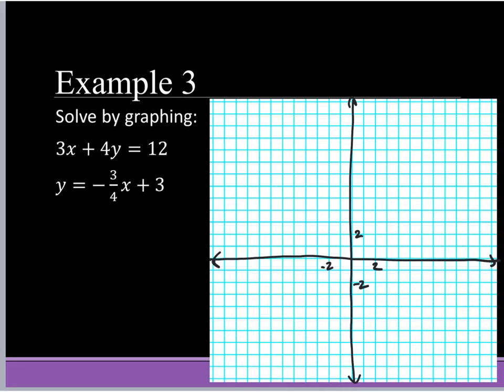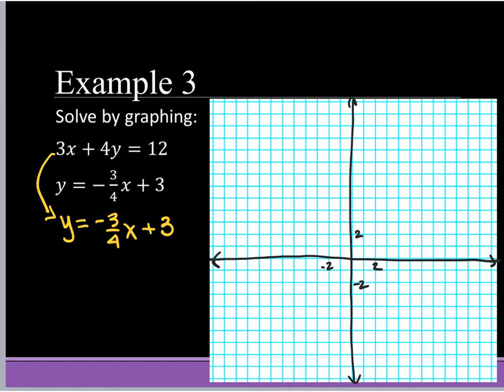Now for example 3, we're going to solve this by graphing, and I would highly suggest that you take the first equation here, 3x plus 4y equals 12, and you write that in slope-intercept form. So when you do that, you get y equals, I'm going to move my 3x over, so that gives me a negative 3x, and then I have to divide it by 4, so I get a negative 3/4 x. And then I have plus 12, but I have to divide that by the 4 with the y, so I'm going to end up with plus 3.